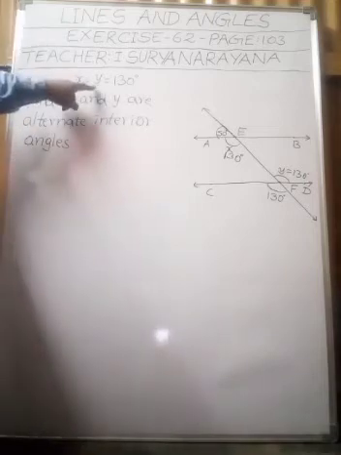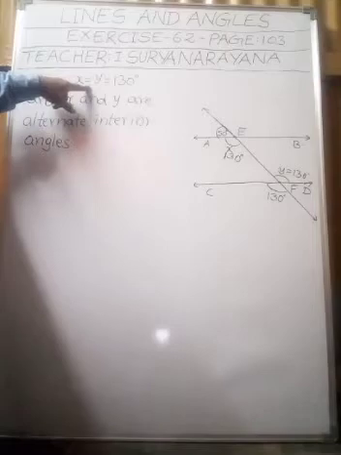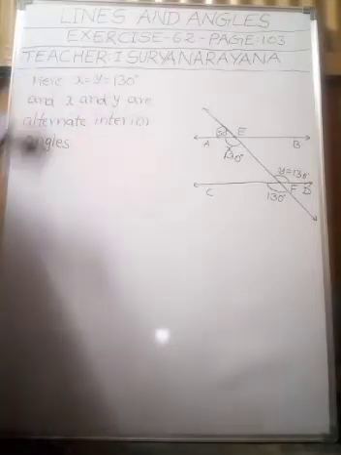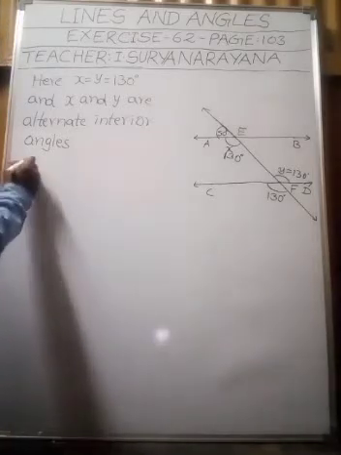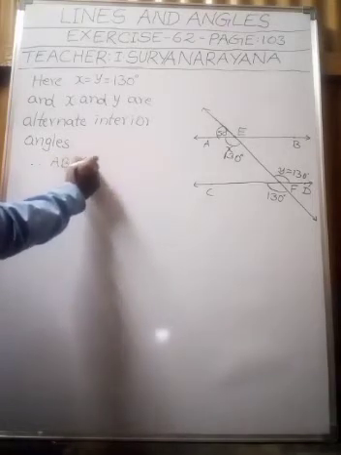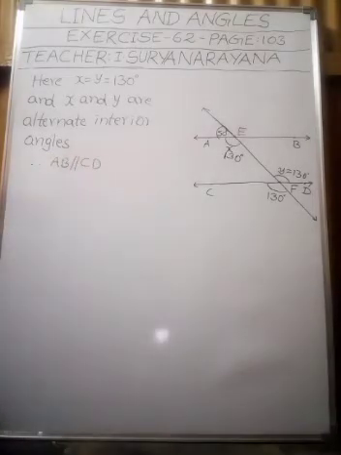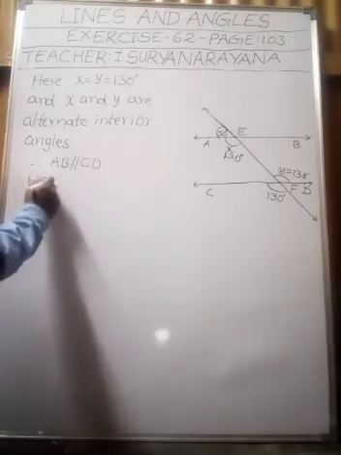These two angles are equal. These two are alternate interior angles as well, and they are equal. Then what do you say about the two lines AB and CD? AB is parallel to CD. Therefore, we can say that AB is parallel to CD. This is the second part of the question. Hence proved.